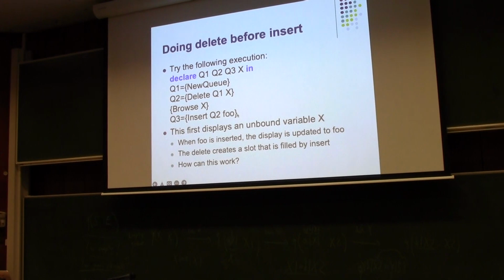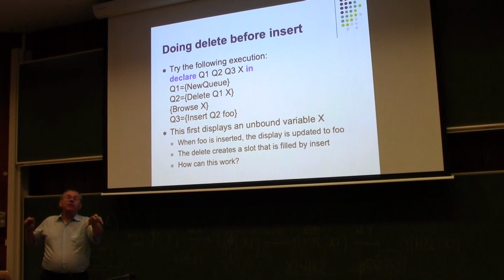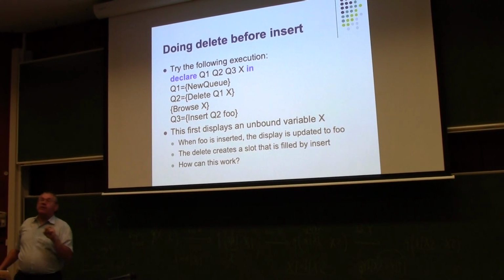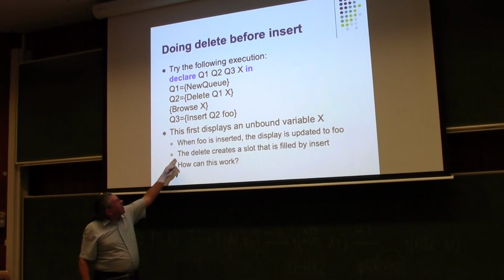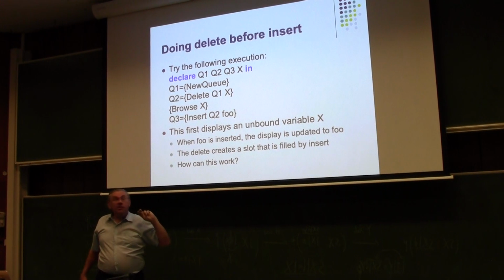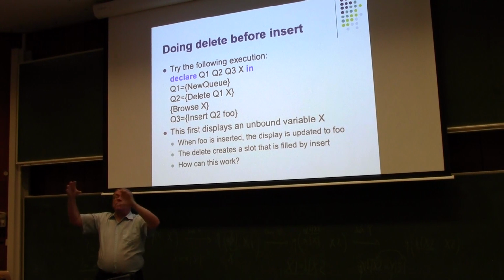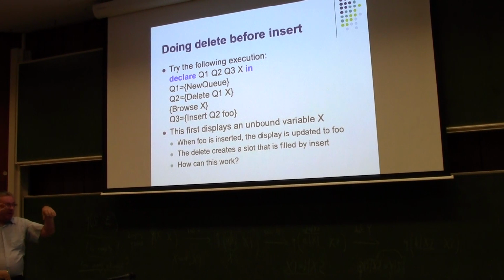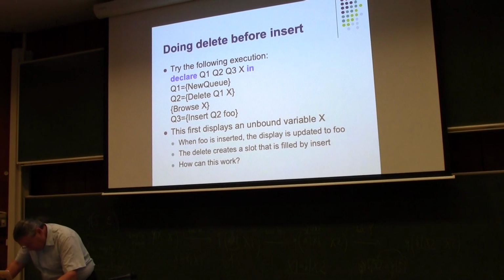So the deleted element, it's like I've borrowed. I delete an element, but I don't know what it is yet. But then when I do an insert, I know what the deleted element was. It's foo, okay? The delete kind of creates a slot that's filled in by the insert. So the deletes and the inserts are kind of commutative. Every delete corresponds to an insert, but the delete can be done before or after. It doesn't really matter. That's very funny, yeah?